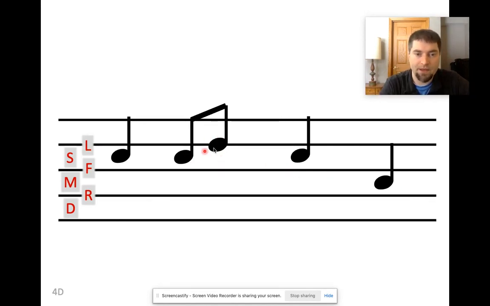Now we have one that has 2 eighth notes. They're connected with a beam, but they're not on the same pitch. So we have kind of a diagonal beam on this one. And this one's going to sound like so: sol, la, sol, mi. Your turn. Ready, go.